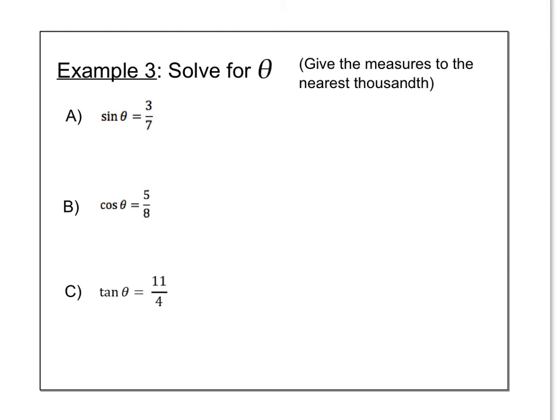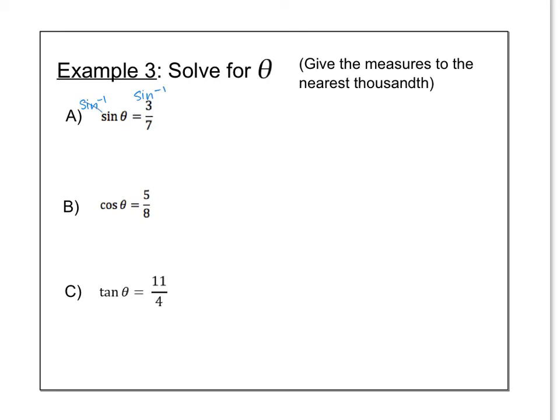Moving on, now you can see in example 3, we're going to solve for theta. So we're going to try to find a missing angle instead of a missing side. And so to get theta by itself, I have to get rid of the word sine. And to get rid of the word sine, I do a thing called inverse sine. Now, inverse sine is sine with the little -1 above it. Whatever I do to one side of the equation, I do to the other.